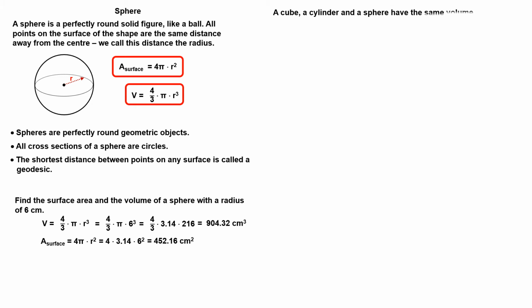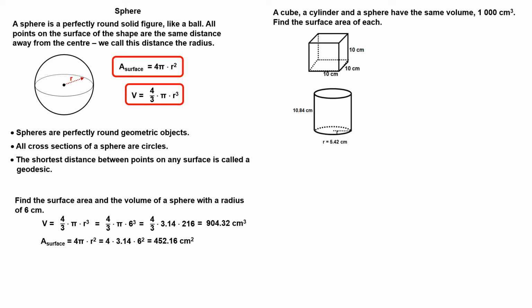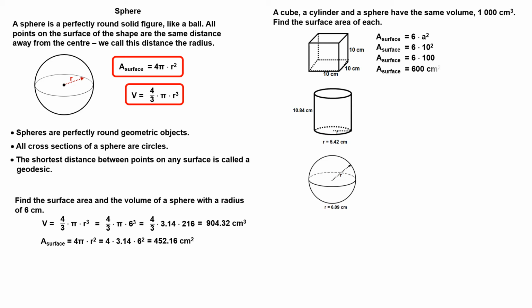A cube, a cylinder, and a sphere have the same volume. Find the surface area of each. This is the surface area of the cube.